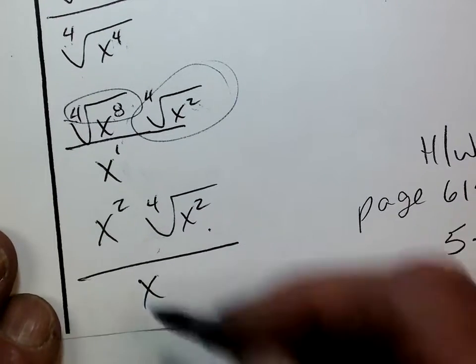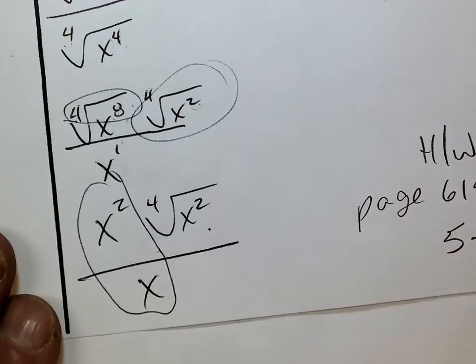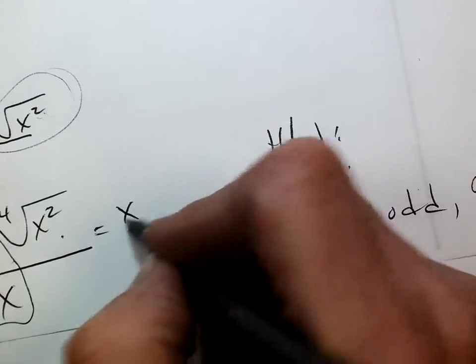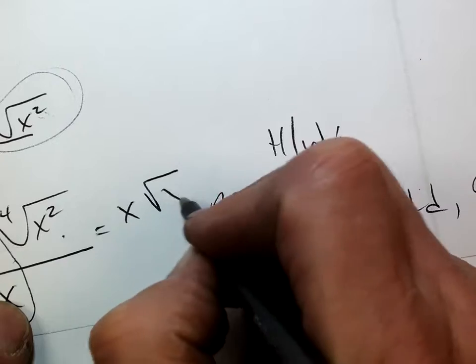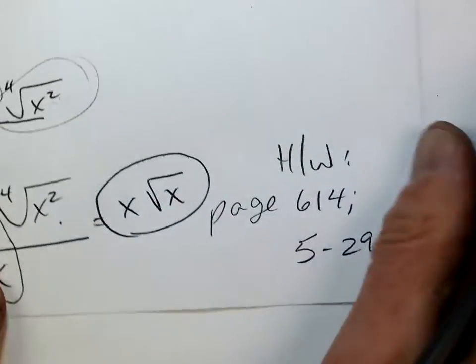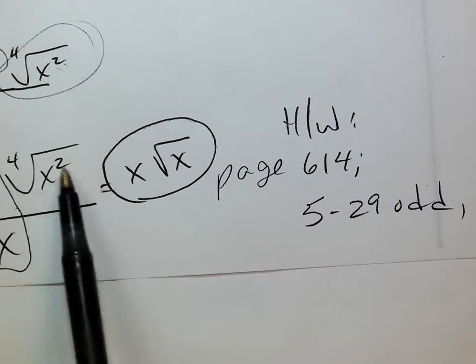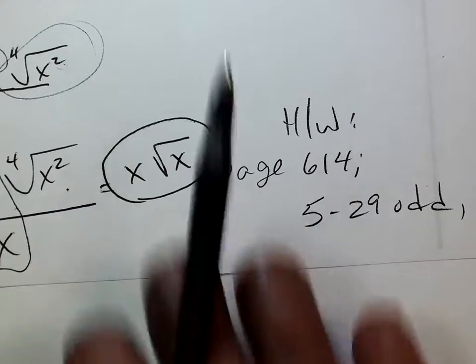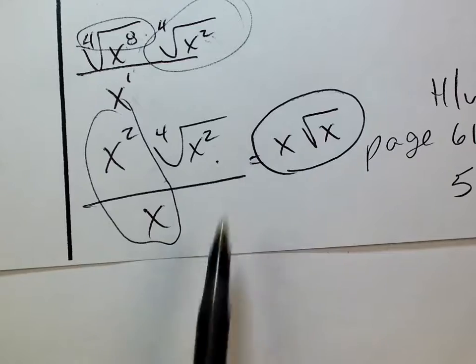Now, I see something right here, and I hope you do too. What do you see there? Just an x. So I'm going to rewrite this as an x times the square root of x. What happened to the 2 and the 4?